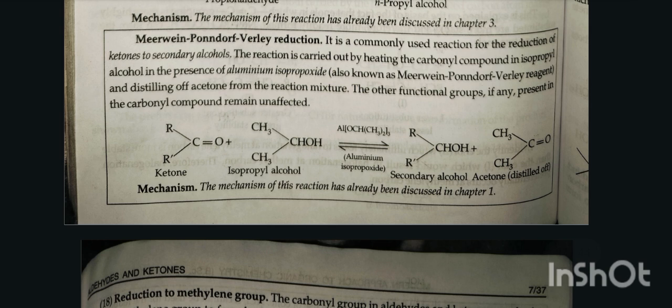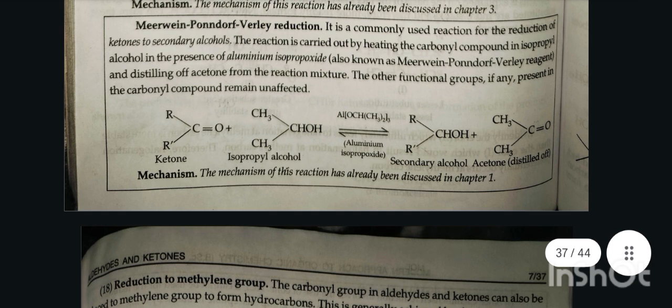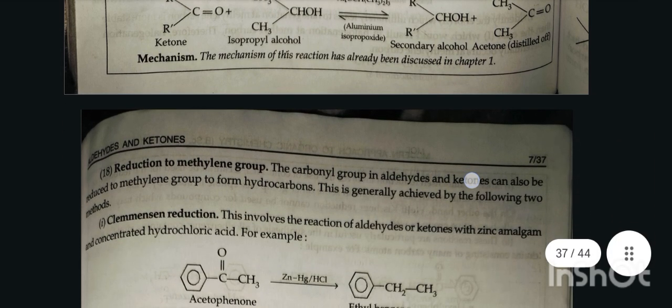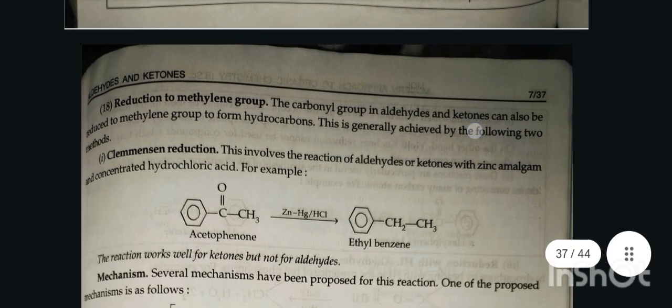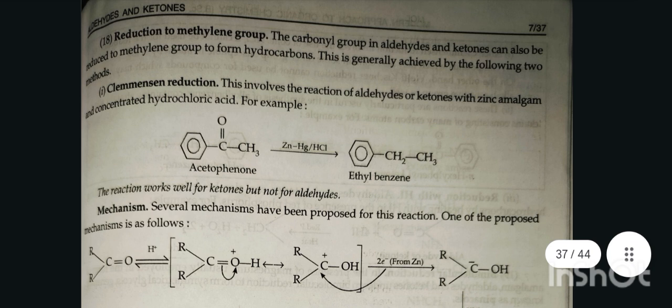Meerwein-Ponndorf-Verley reduction. It is a commonly used reaction for the reduction of ketones to secondary alcohols. The reaction is carried out by heating the carbonyl compound in isopropyl alcohol in the presence of aluminium isopropoxide, and acetone is distilled from the reaction mixture. The other functional groups, if any, present in the carbonyl compound remain unaffected. Mechanism. The mechanism of the reaction has already been discussed in chapter 1.